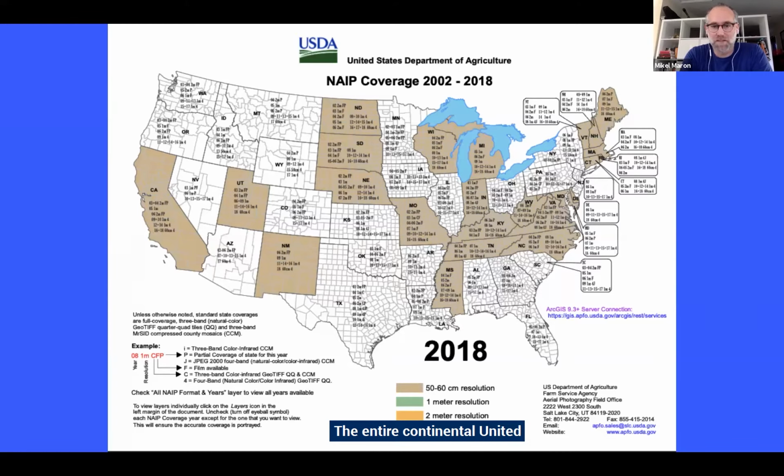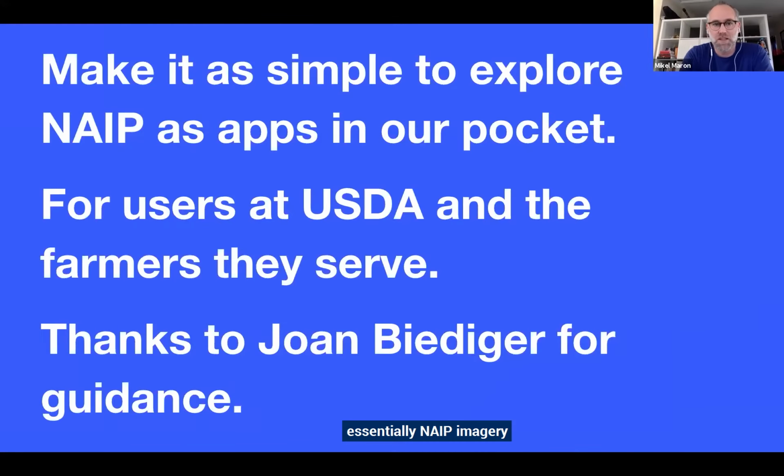The entire continental United States is imaged every 3 years, and it's made available to anyone who needs imagery, as well as particularly to USDA agriculture centers at the county level to support people. But it's available in GIS formats. It's not as accessible as it could be, and so that was the challenge we took on: can we make NAIP imagery as useful, as accessible as the apps that we already have in our pockets for accessing maps.